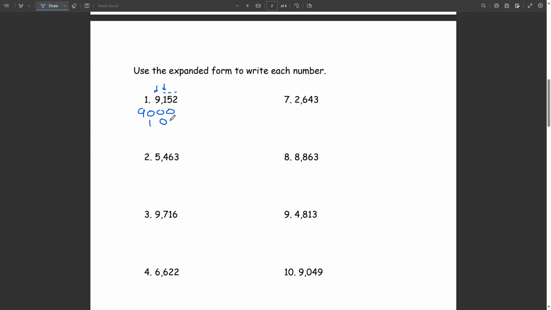So 1, and then 0, 0. Now 5 here, so 5, and then there's 1 to the right, so we want that. And then there's a 2. So we can write this out like that, but we need to put addition signs, so we need to write it out horizontally. So 9,000 plus 100 plus 50 and then plus 2 is our answer for this one.